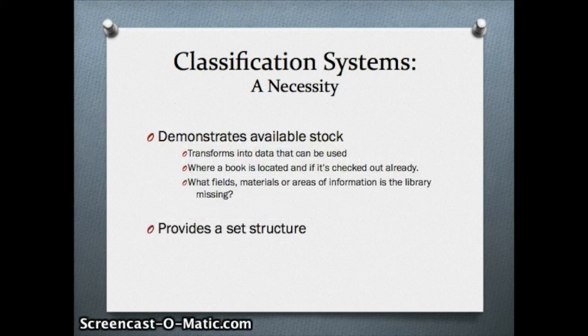Classification systems demonstrate available stock, as I mentioned earlier. To be more precise, the information that becomes available through the use of classification systems and the level of organization they provide transforms into data that can be used by librarians to maintain their stock. Additionally, patrons and librarians can also find out where a book is located and whether or not it is already checked out through different websites and programs that they can access at home.